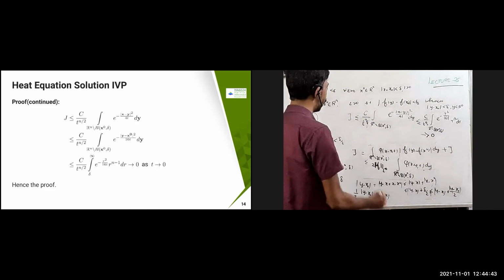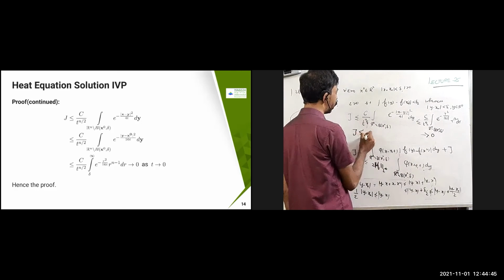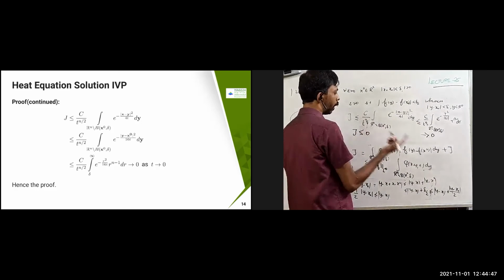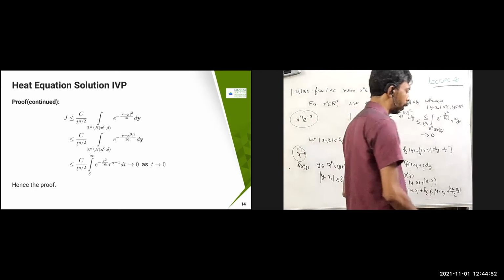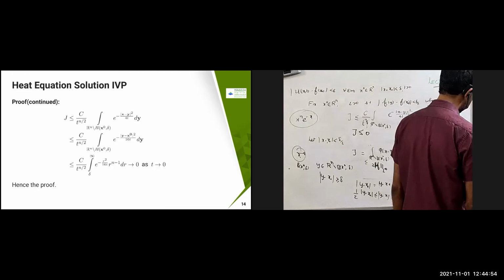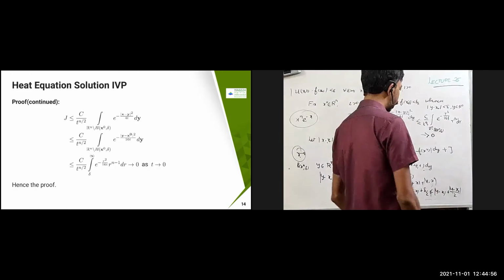So therefore, our j tends to, j is less than or equal to 0. You can prove it as t tends to 0, but j is already a positive term. So therefore, you are going to get it equal to 0. So the proof is done. Any doubts?